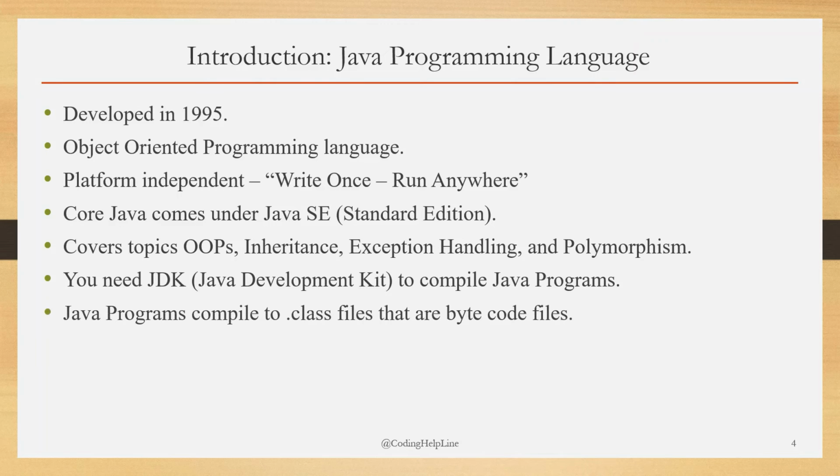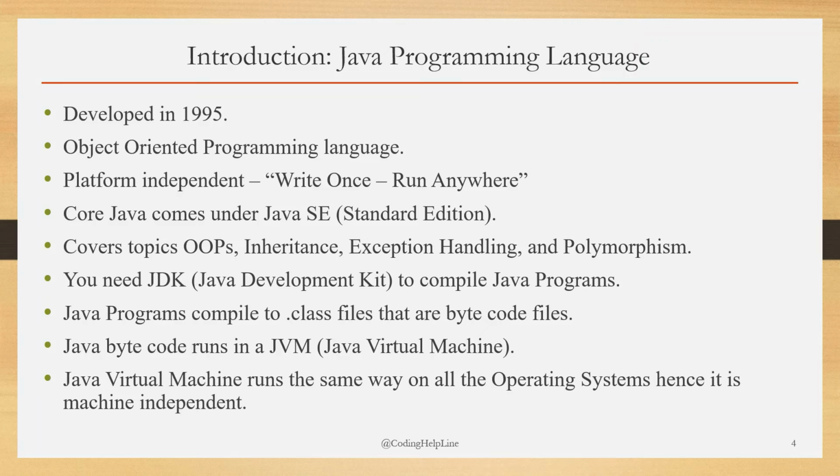Java programs compile to .class files, which are bytecode files. These are the files generated by the Java compiler, javac, from the command line or using any IDE. These class files are then interpreted by the JVM and converted into executable code within the JVM. Java bytecode runs in a JVM, Java virtual machine. The Java virtual machine runs the same way on all operating systems, hence it is machine independent.